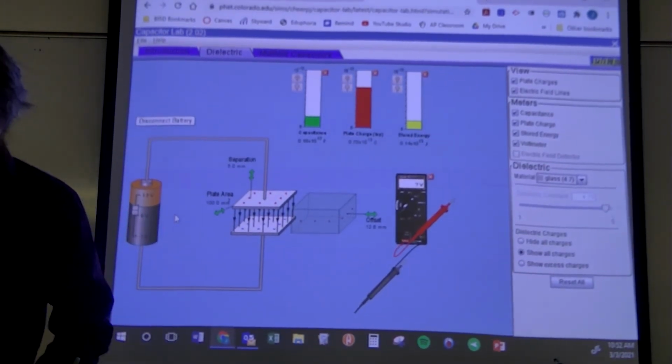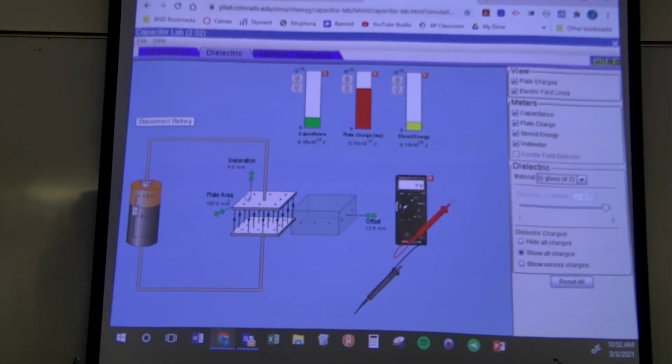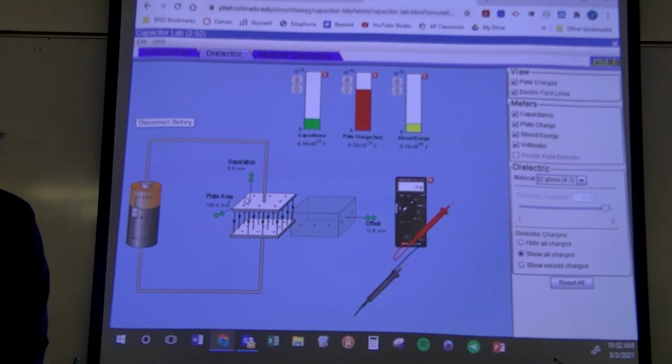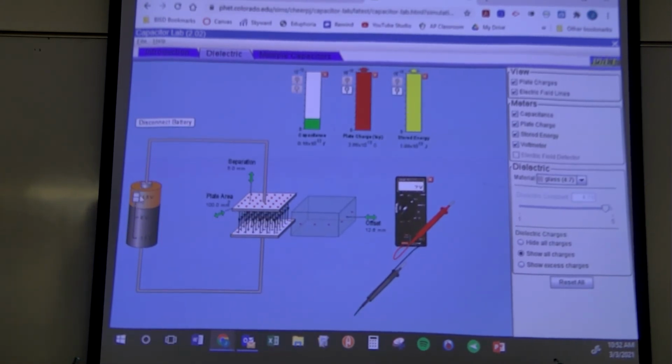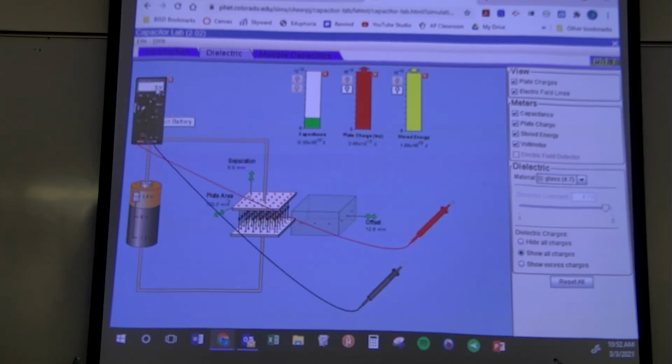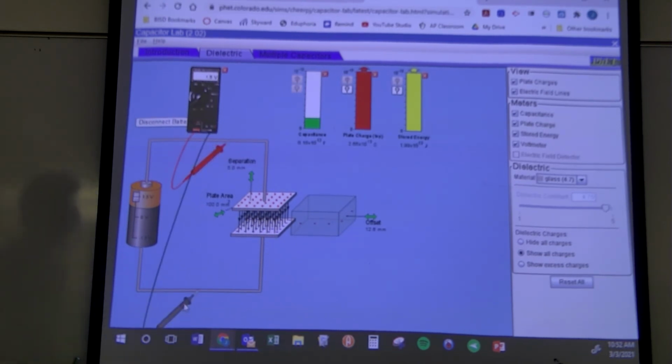So my first one, I'm going to have a capacitor spacing. I'm going to start with the spacing it has now. I'm going to increase it to a potential of 1.5 volts by increasing the potential on the battery to 1.5 volts. And I can read the potential difference across the capacitor.